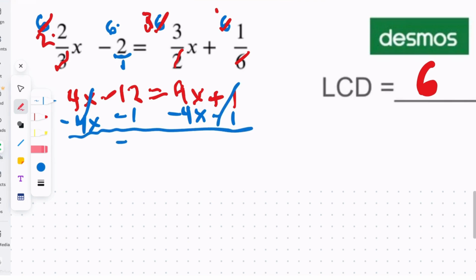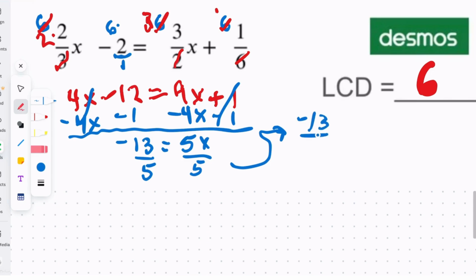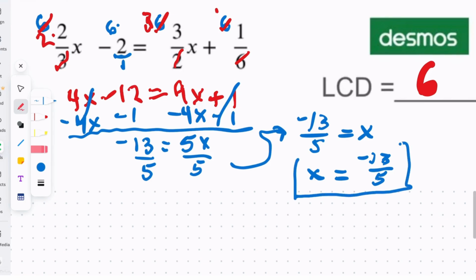That gives me negative 13 equals 5x. Now we simply divide both sides by 5. And because equations are symmetrical, I can write negative 13 over 5 equals x, or I can write x equals negative 13 over 5, whichever we prefer. And now we just check in Desmos.